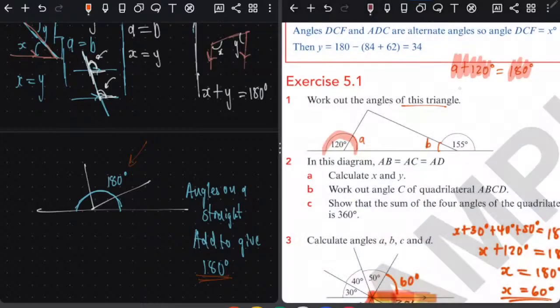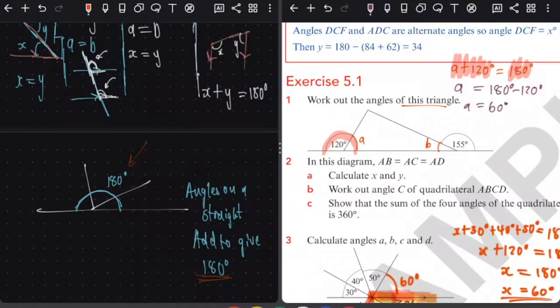Yes. Then now you can make A the subject. You take 120 to the other side. You have 180 minus 120. You get your A being 60 degrees. Are we together? AT, have you seen this?